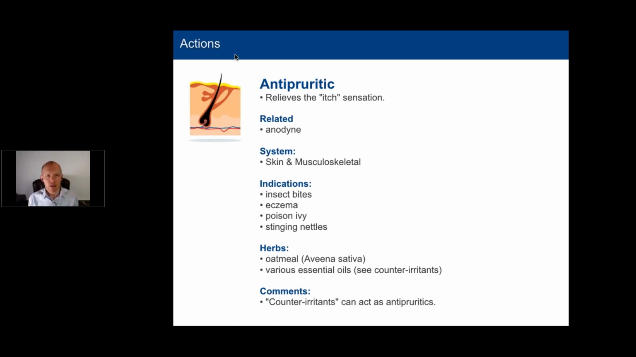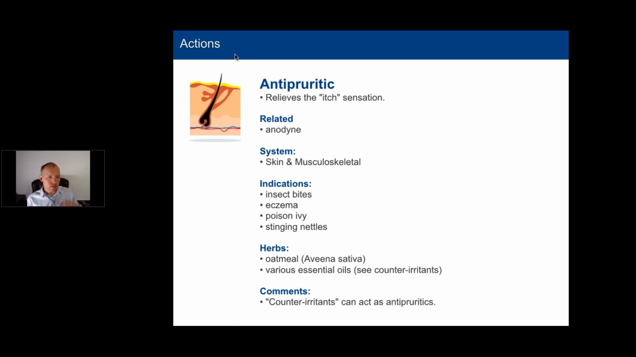Anyways, another action we'll talk about is anti-pruritic. Now, in Latin, pruritus in medical terms means itchiness, and so an anti-pruritic helps to relieve the itch sensation. This can be related to herbs that have an anodyne or analgesic effect. Anodynes basically means it decreases pain when applied topically. The anti-pruritic action is associated primarily with the skin, and a little bit the musculoskeletal herbs will overlap with that.